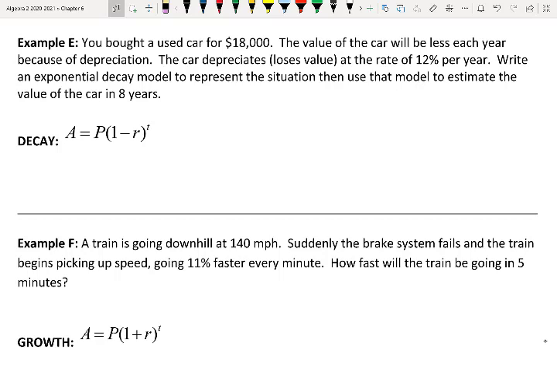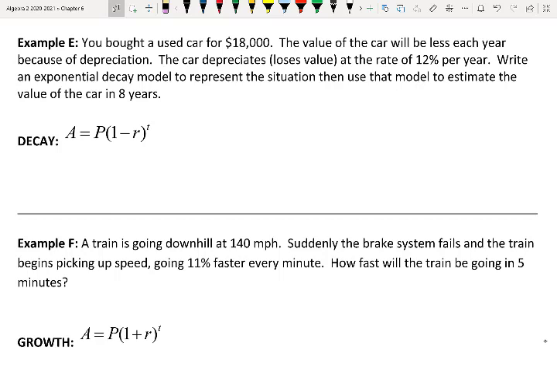There's newer cars that replace it. Wear and tear on the vehicle, the more miles you have, cars just depreciate. In general, cars depreciate around 12% a year, so that's what we're going to assume for this problem, 12% depreciation rate. We're asked to write an exponential decay model that represents the situation, and then use that to estimate the value of the car after 8 years.